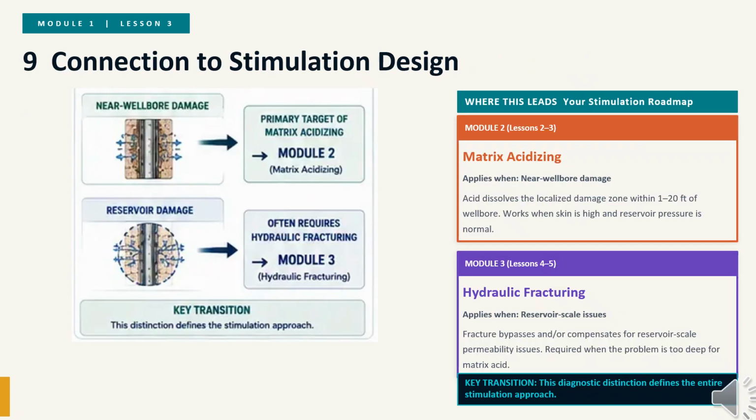Now connect this to your tools. Near wellbore problem: matrix acidizing. You remove the restriction directly. Reservoir problem: hydraulic fracturing. You bypass the damaged rock. These are not interchangeable. Acid works within feet. Fractures work over hundreds of feet. Both change the flow system, but in different ways. So this lesson is not classification. It is selection. Pick the wrong tool, and nothing changes.